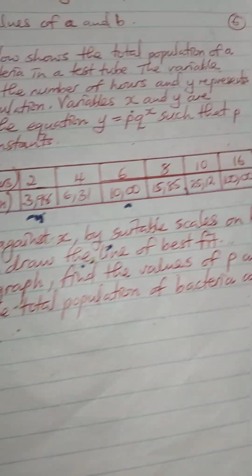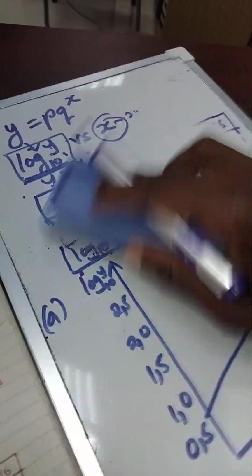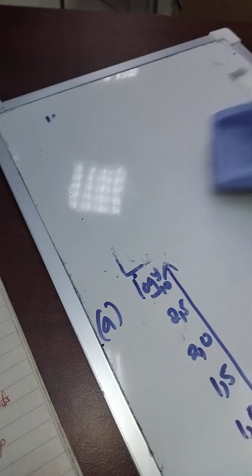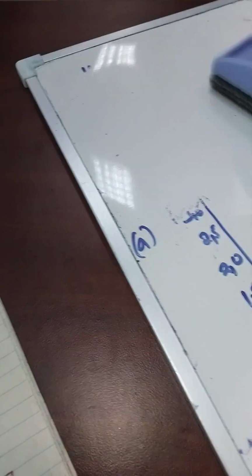Part B: from the graph find the values of p and q.